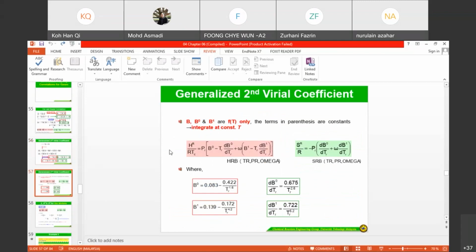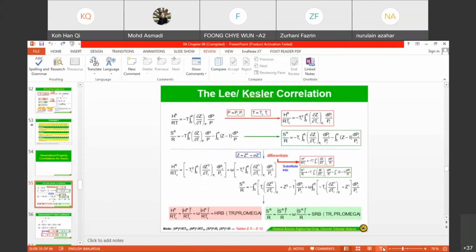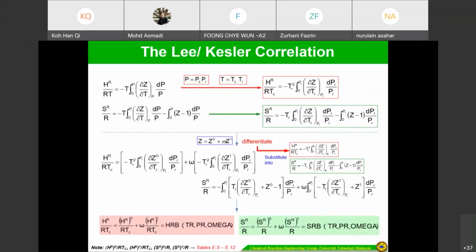Okay, so you can determine HR. For the Lee-Kessler correlation, this is the equation. These are just the derivations. Once you substitute the residual equations with Z naught plus Z1 and differentiate, you can get this one. This is the equation you have to highlight.